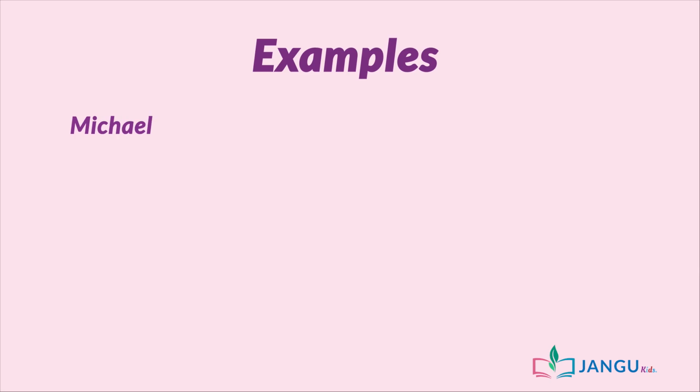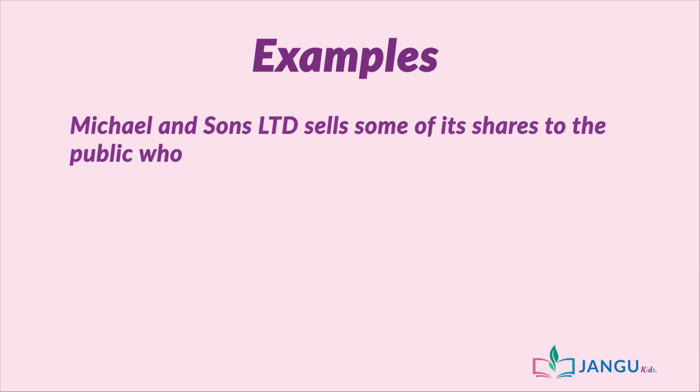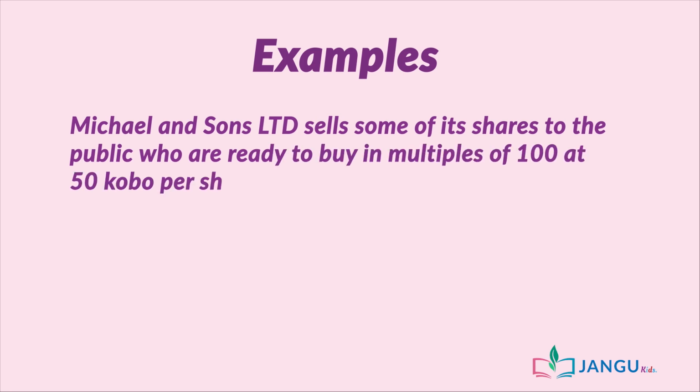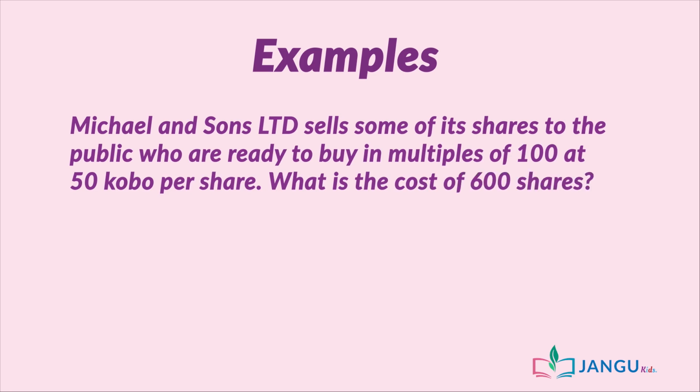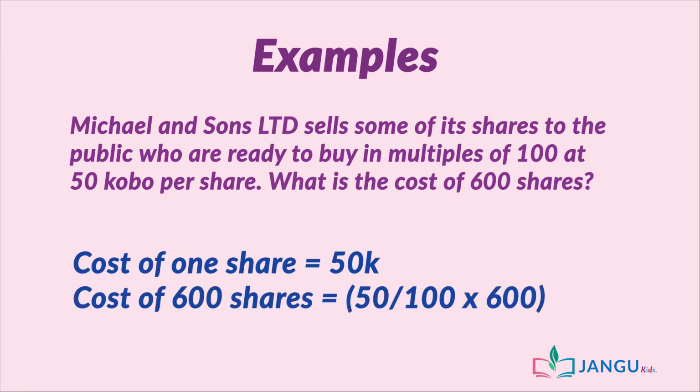Let's see some examples. Michael & Sons Limited sells some of its shares to the public who are ready to buy in multiples of 100 at 50 kobo per share. What is the cost of 600 shares? Cost of 1 share equals 50 kobo. Therefore, the cost of 600 shares equals 50 divided by 100 times 600, which equals 300 naira 0 kobo.